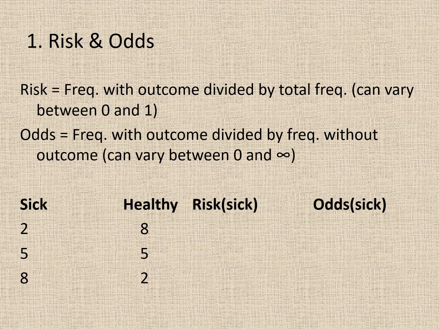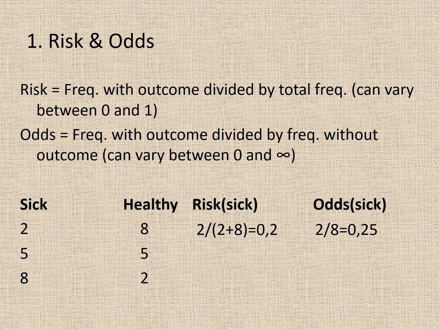So let's have a few examples. Imagine we have a group of 10 individuals. So in this first case, 2 of them are sick and 8 are healthy. So what is the risk of being sick in that group? 20%. And the odds of being sick? It's 0.25, 1/4.